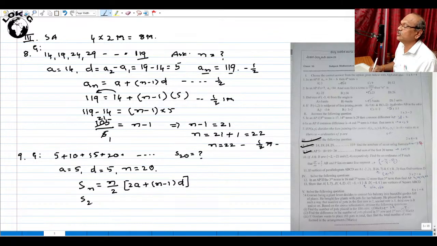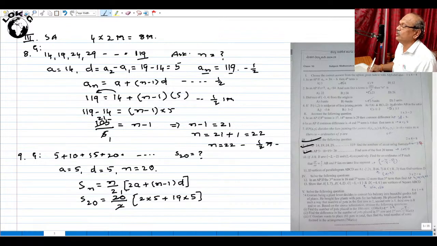It's a very easy question. S20, wherever n is there, it is a substitution based problem, no application or skill is required to solve it. Anybody can solve, right? 2a is 2 into 5 plus, what is n here? 20. 20 minus 1 is 19 into d, which is 5. And carefully write, cancel it.